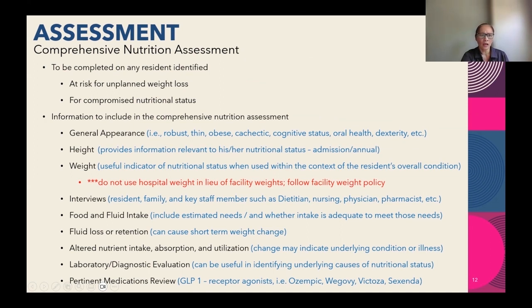And then pertinent medications review. For those that are dietitians on this call, although yes, it is out of our scope, we certainly still need to know the side effects of many medications, especially with so many GLP-1 receptor agonists being used right now. Examples of that are Ozempic and Wegovy, Victoza and Saxenda. We still see more metformin, which can also contribute to modest weight loss in some individuals. So just, again, keep that in mind.